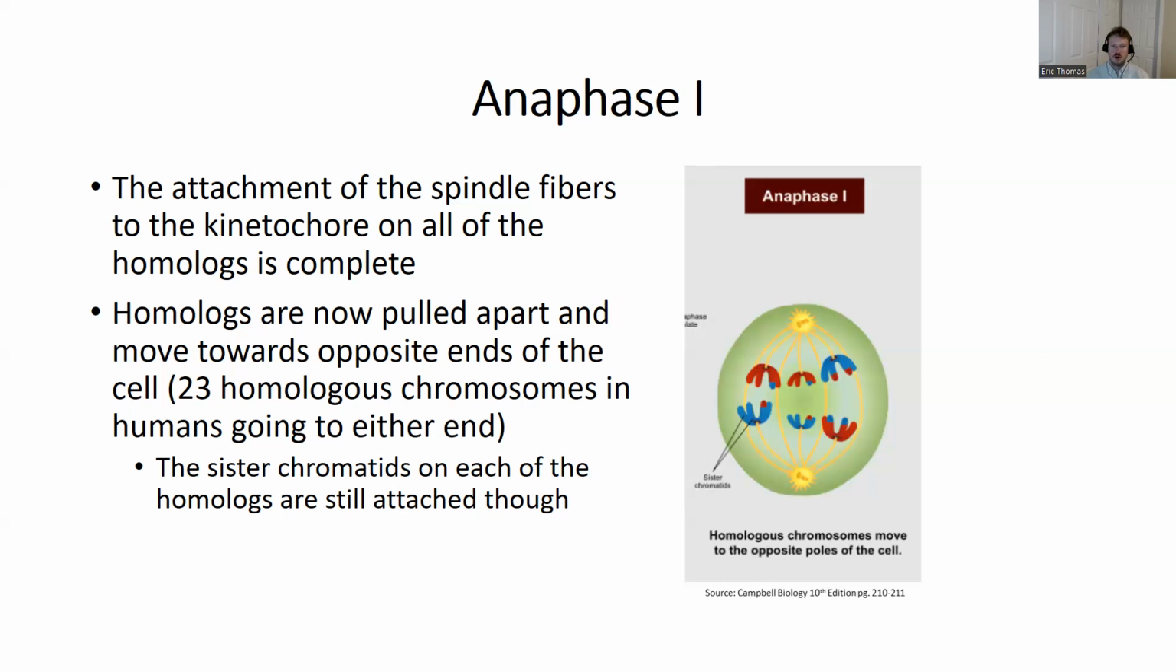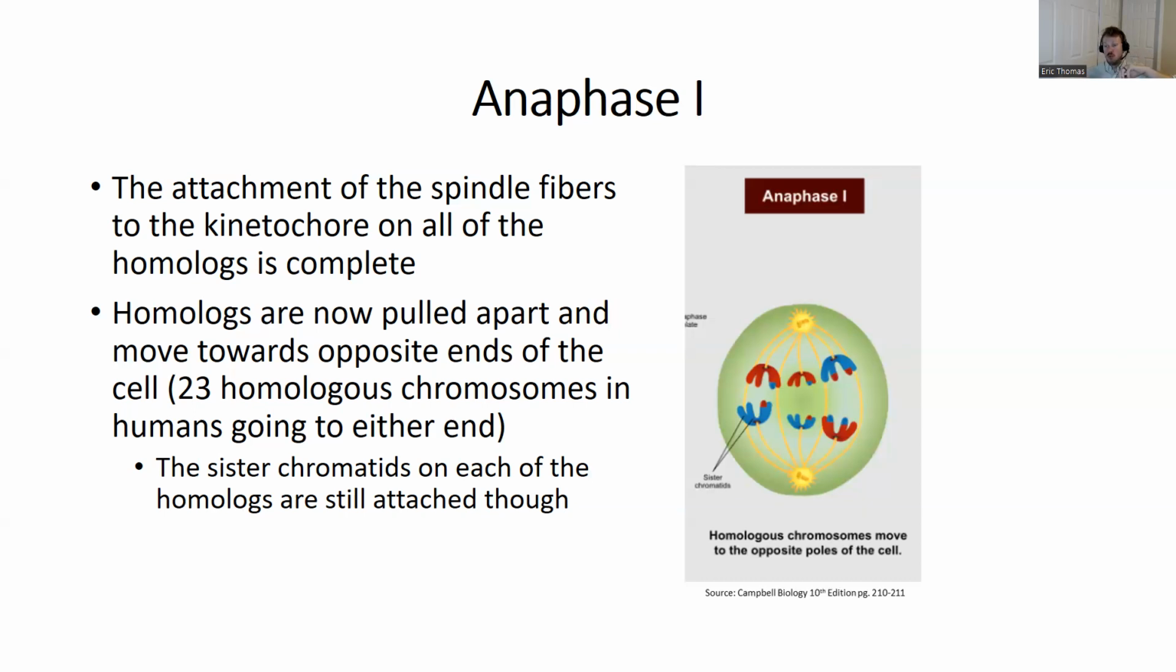And this is a key difference, I think, that a lot of students overlook in meiosis relative to mitosis. At this point in mitosis, the sister chromatids are being pulled apart, but that's not what's happening here yet. That will eventually happen as we move through the process of meiosis. But at this point, the sister chromatids are still attached, right? They're still together. All we're doing is pulling apart the homologs.